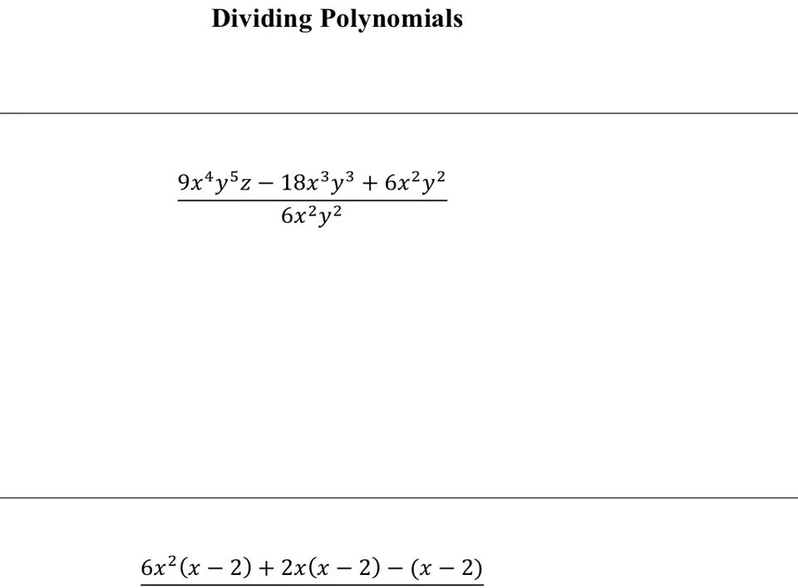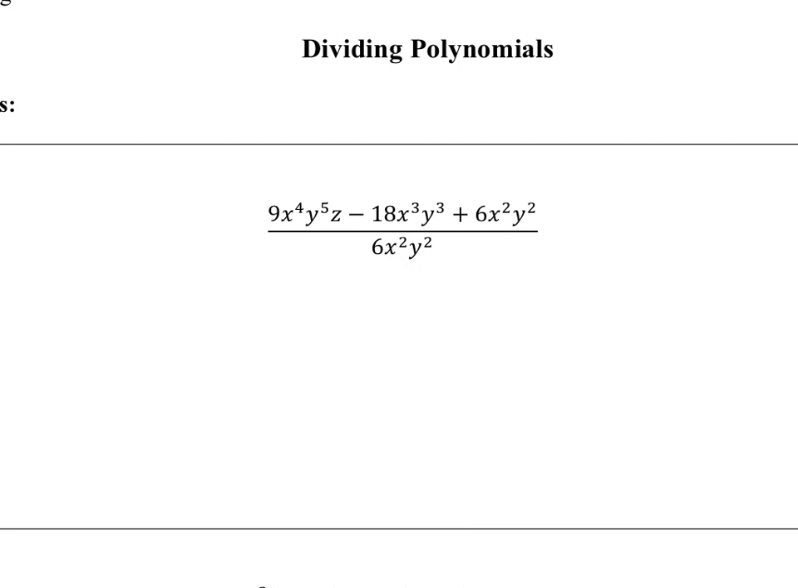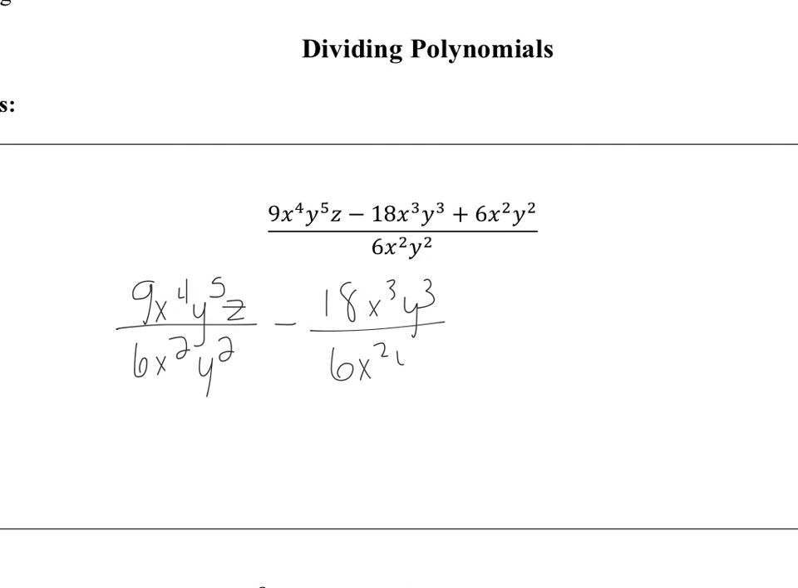So when we're dividing a monomial, so that's one term here, into a polynomial, this bottom one has to divide into each one of them. Okay, so when we do this, we can almost write it as three separate problems. So it's 9x to the fourth y to the fifth z divided by 6x squared y squared, minus 18x cubed y cubed divided by 6x squared y squared, and then plus 6x squared y squared divided by 6x squared y squared. Okay, now this is where our dividing of exponents comes in.